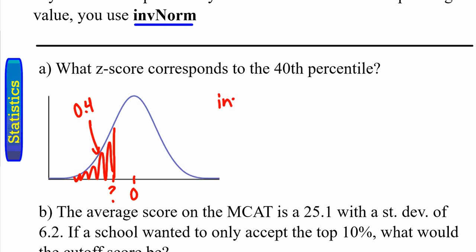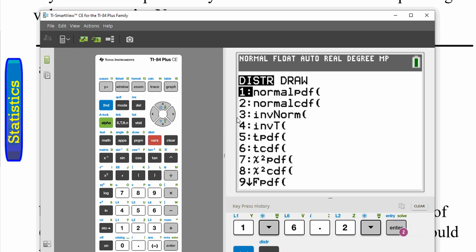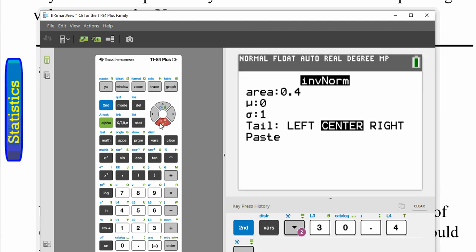If you have the calculator sheet I passed out, it has all of these functions on that little calculator sheet as well. So inverse norm, second distribution, you'll notice it's just below normal CDF. What are the things it asks? It asks for the area. So if you were showing your work on an assessment, you would have to write what you typed in. So the area that we want is going to be, we said 40th percentile, so 0.4. And we want z-score, so average is 0, standard deviation is 1, and we want it left of that z-score.